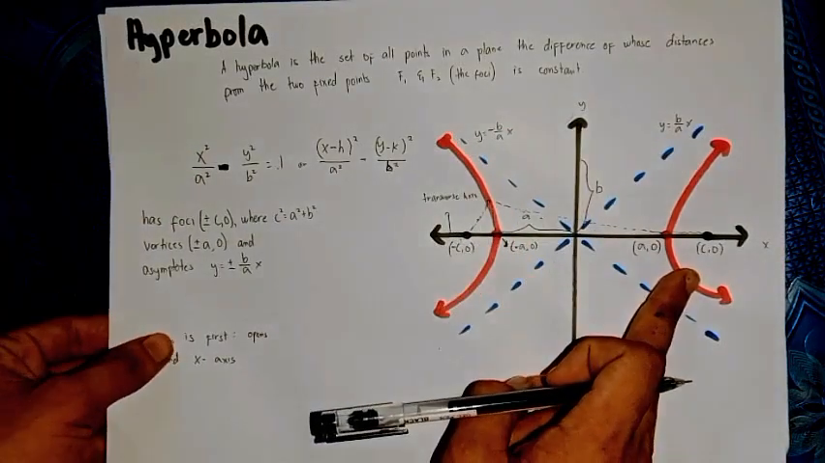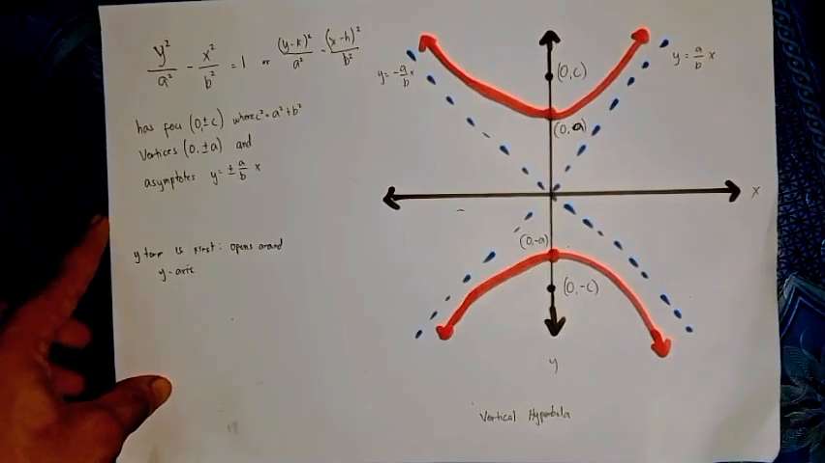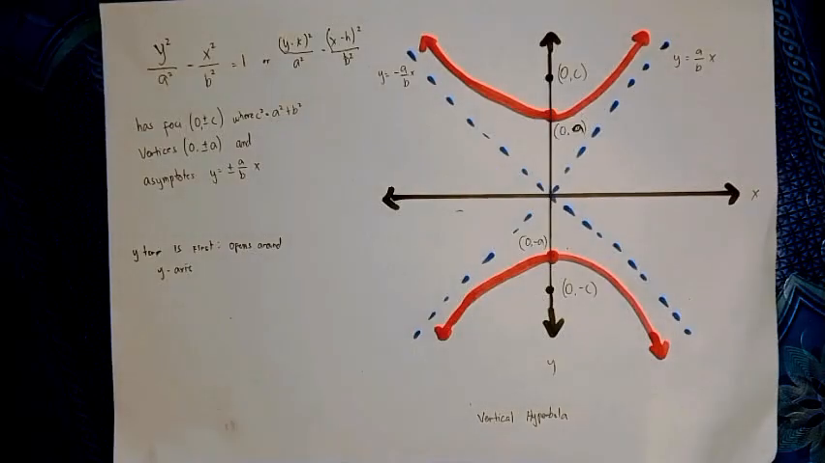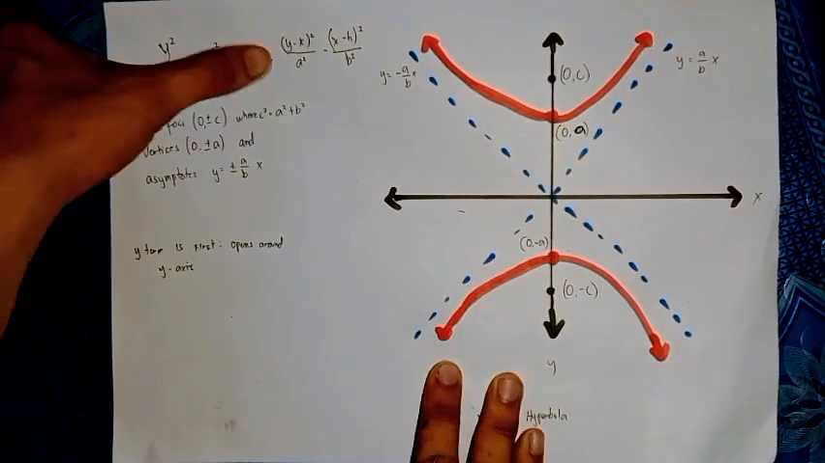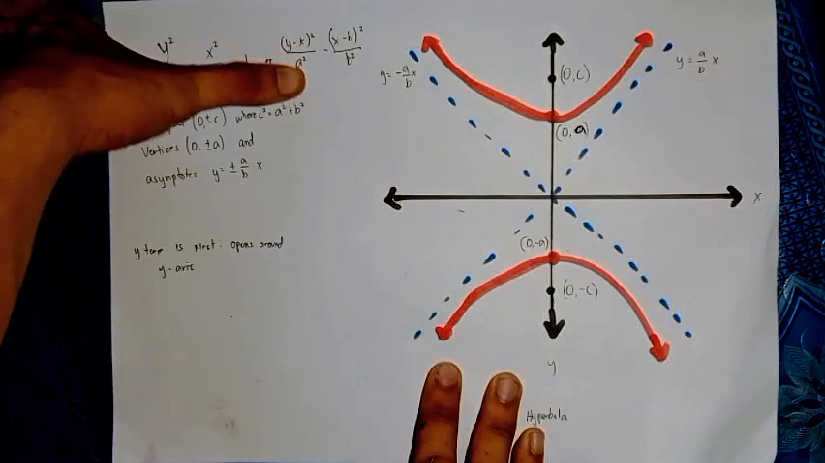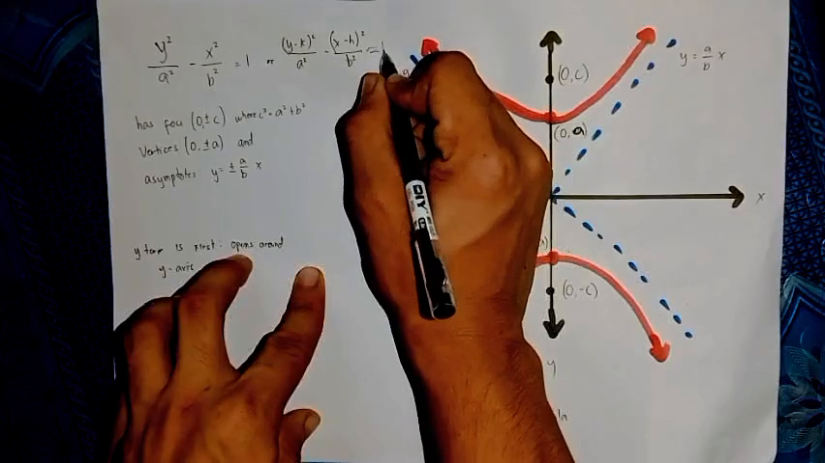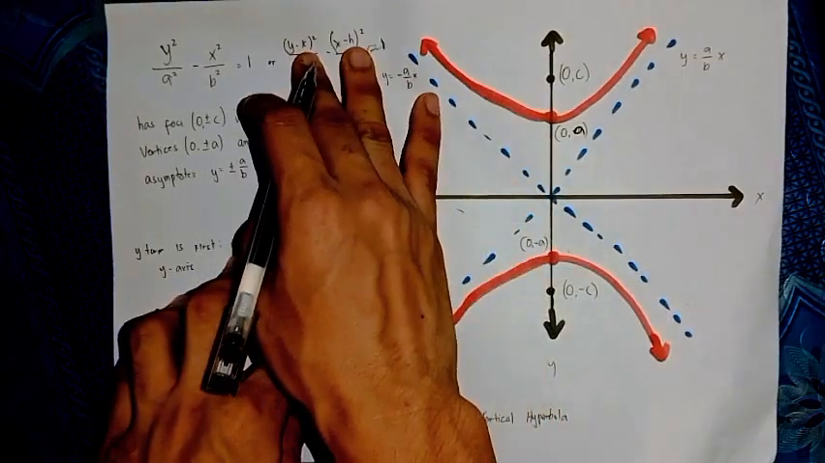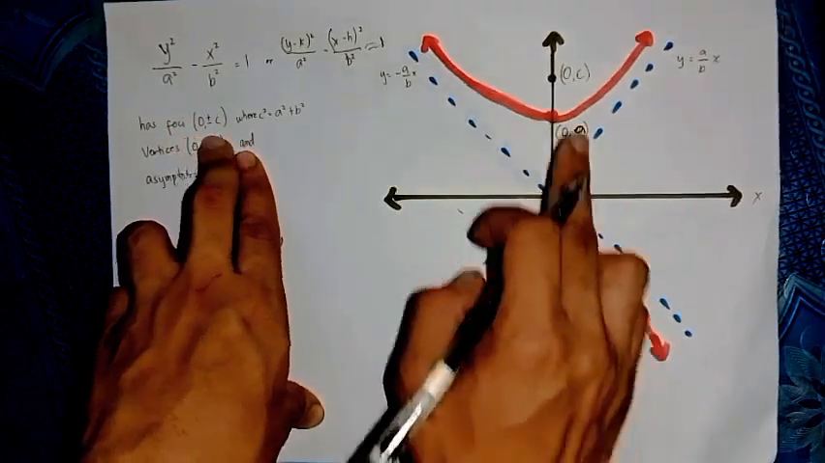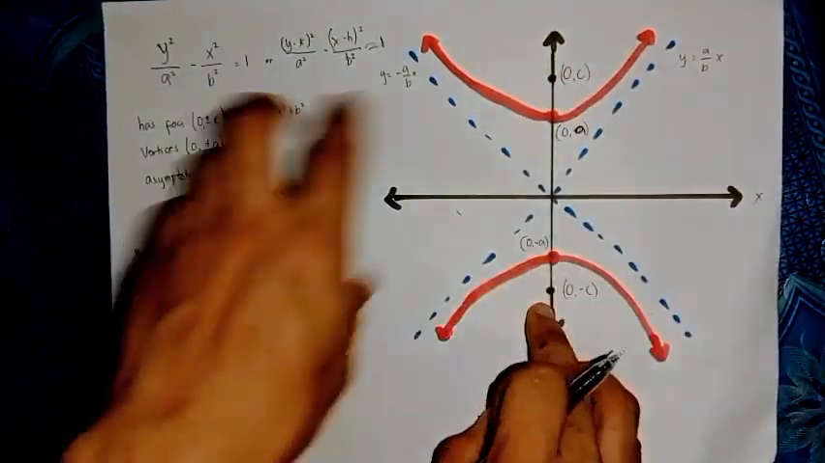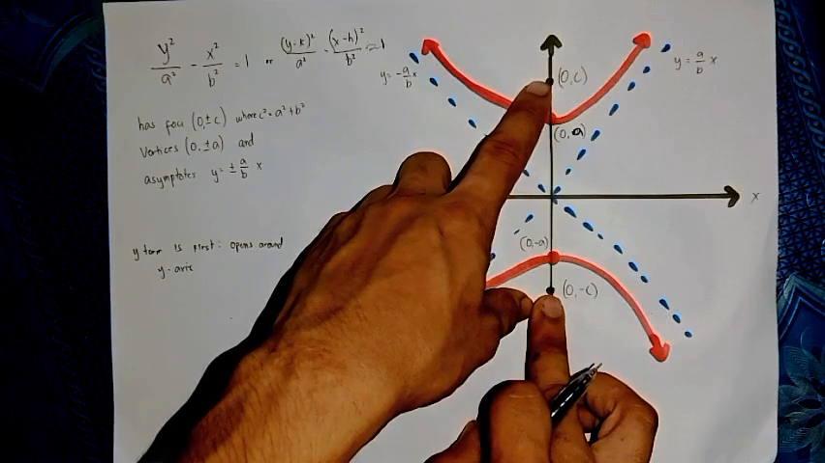Next, we have what we call the vertical hyperbola. A vertical hyperbola has an equation of y squared over a squared minus x squared over b squared is equal to 1, or (y minus k) squared over a squared minus (x minus h) squared over b squared is equal to 1. Remember again that h, k is the center, and it has foci 0, positive and negative c, where c squared is equal to a squared plus b squared.